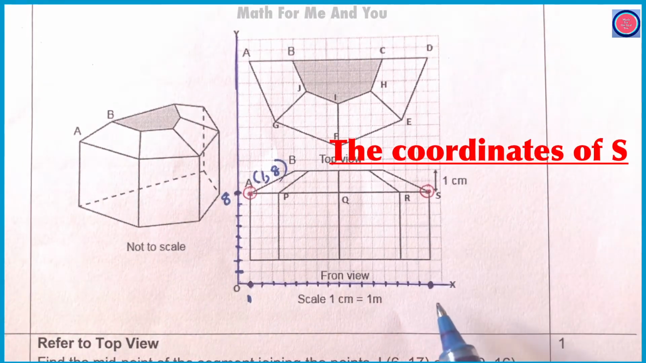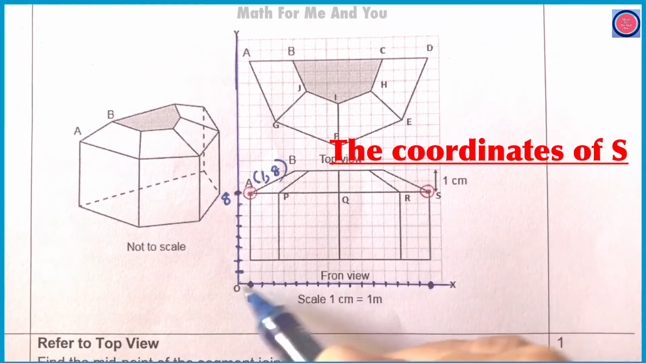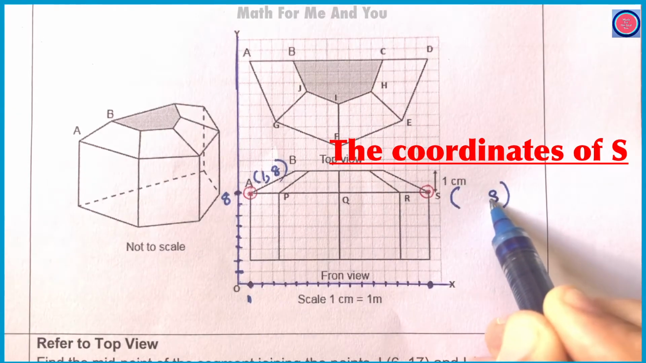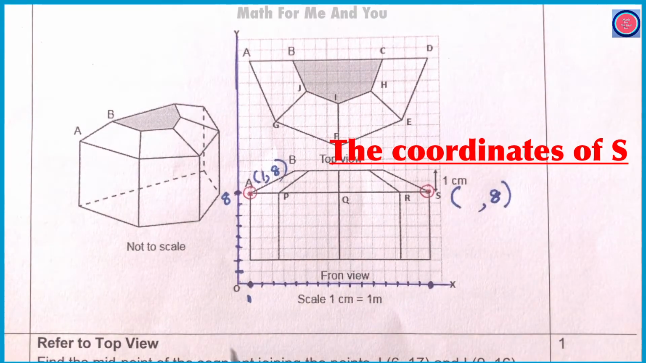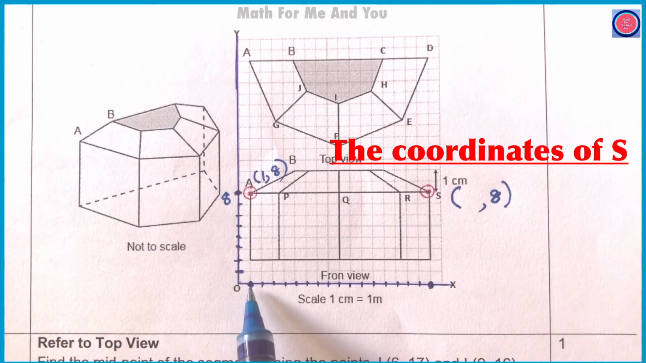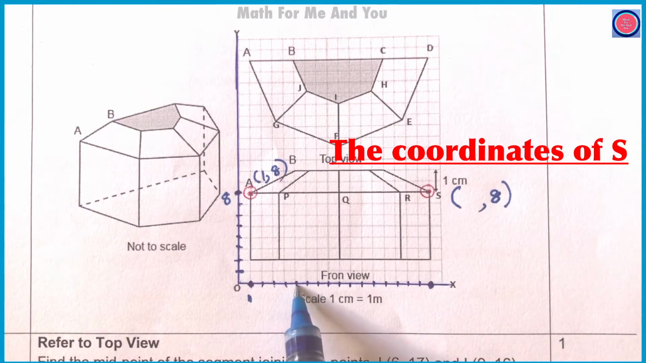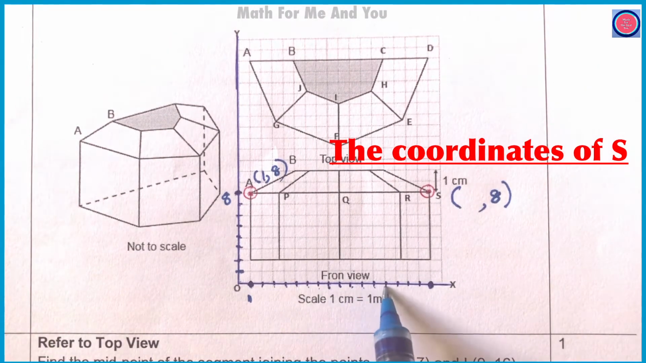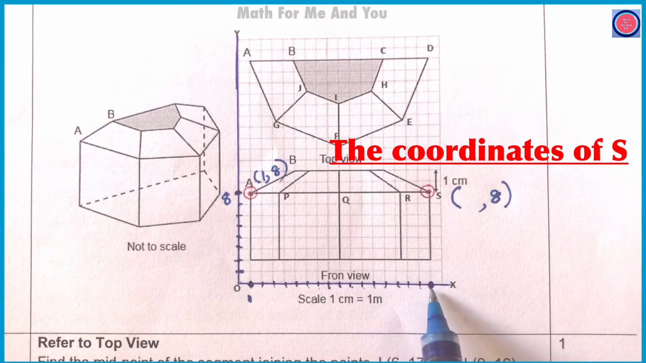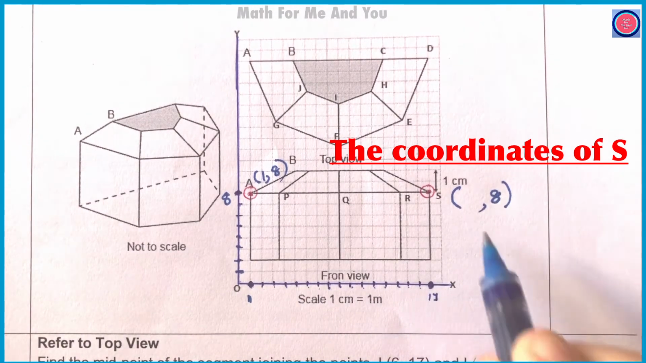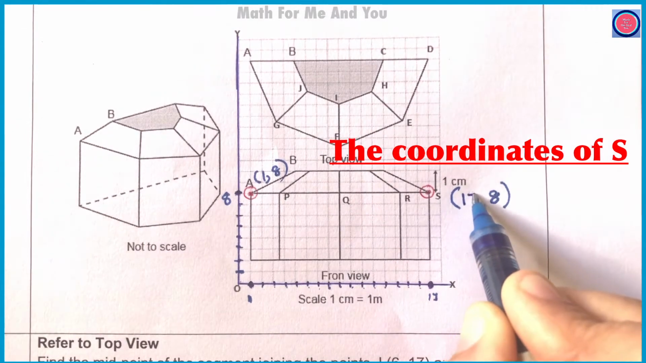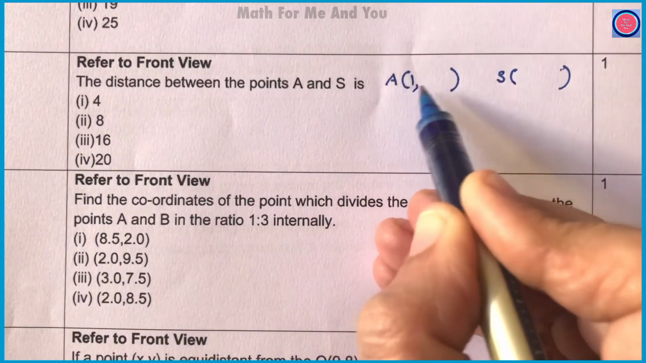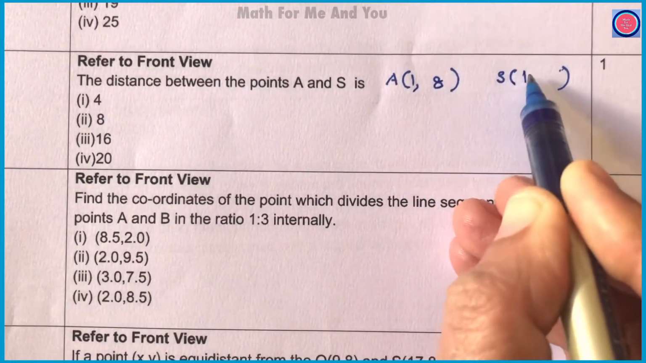S is also with the same y value. You can see the distance from the x-axis is 8. So we can write the y coordinate is 8. And what about the x coordinate? Just count 1, 2, 3, 4, 5, 6, 7, 8, then 9, 10, 11, 12, 13, 14, 15, 16 and 17. So we get the number 17. The x number is 17 and the y number is 8. You can write the coordinates over there. A is 1, 8 and S is 17, 8.